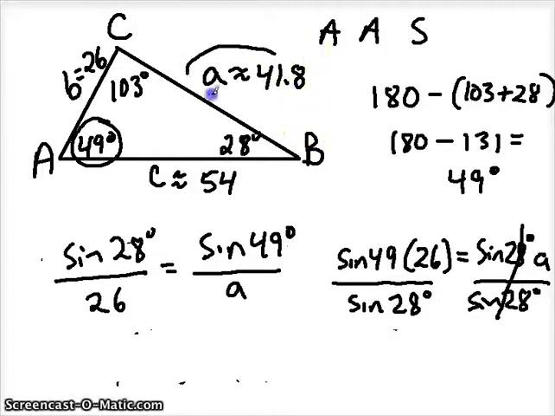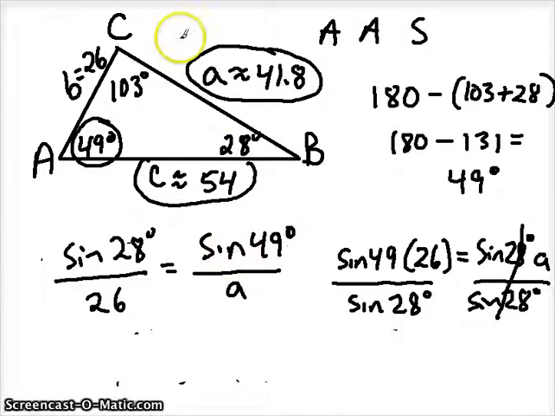Alright, so we just solved the oblique triangle. Solving a triangle means finding all the missing values. We solved for the missing angle, and we solved for the two missing sides. And that was an angle-angle-side case, and we used the law of sines to do it. We'll look at one more case here.